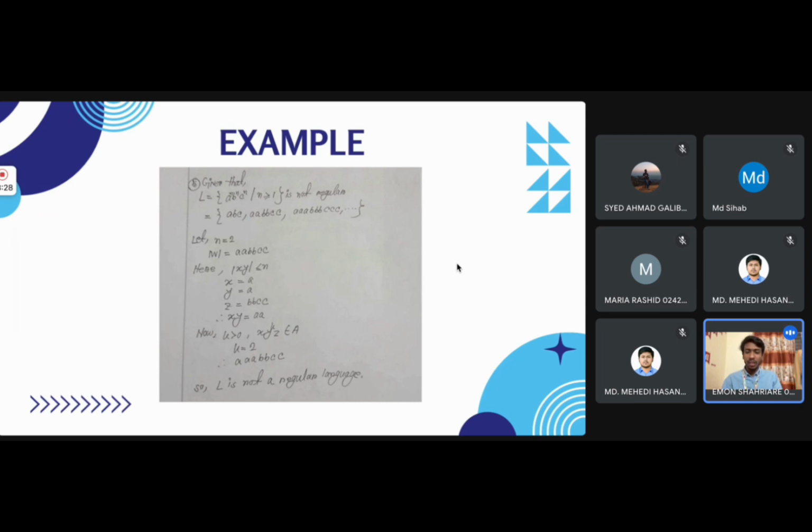And lastly we ensure that xy equals double a. Now we assume k greater than 0. Here x y to the power k, z belongs to L. So k equals 2, and lastly we get a, a, a, b, b, c, c. So we prove that L is not a regular language.